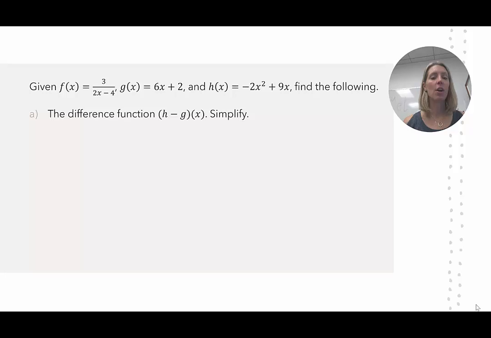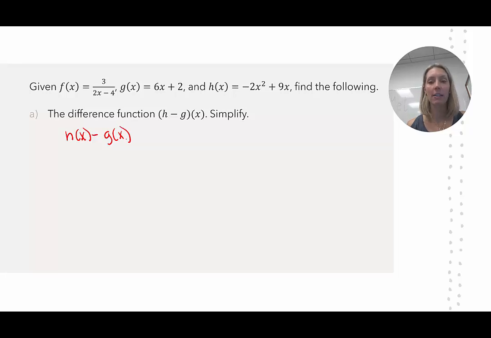So I'm going to go to the side where I only have letter A, where we want to find the difference function, h minus g of x. And that difference function, that's just the shorthand for identifying the function. But what I could do is I could split it up and say it's h of x minus g of x. And then this is kind of guiding what to do. It's saying take h of x and subtract it by g of x.